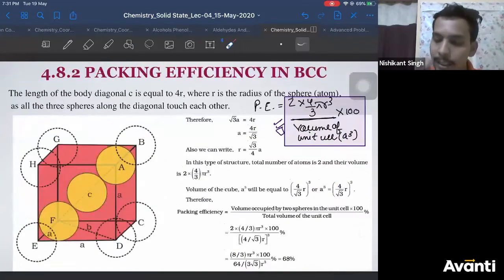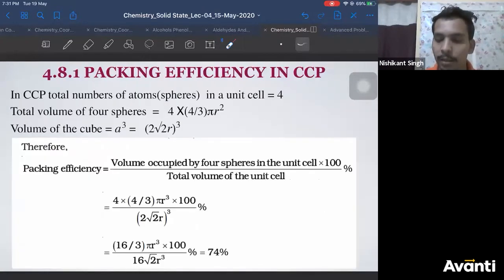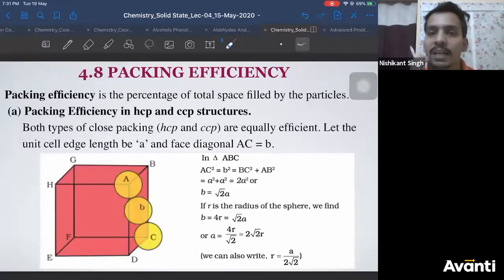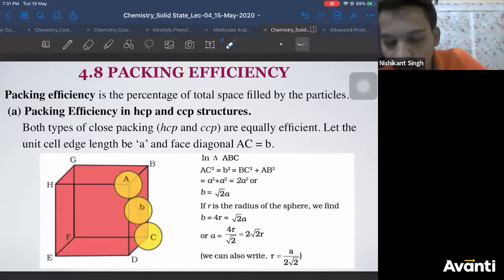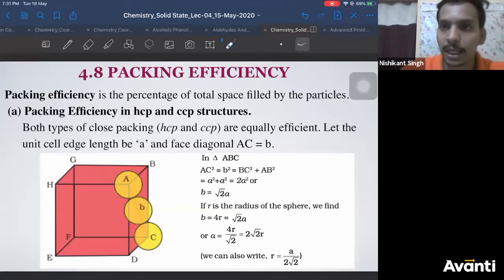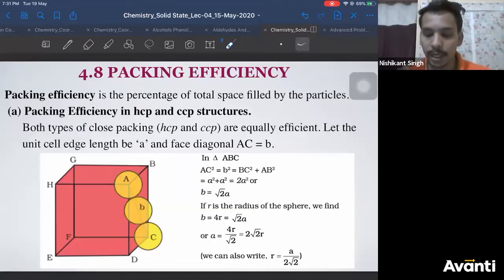Now, let me discuss the face-centered cubic first. This is an easier one. Packing efficiency in CCP or FCC. Yes, Abhishek, it will be there. So let us discuss the packing efficiency in CCP. We are not going to derive HCP here. We might do the HCP derivation in the advanced class. Now let us do the derivation for FCC or CCP.